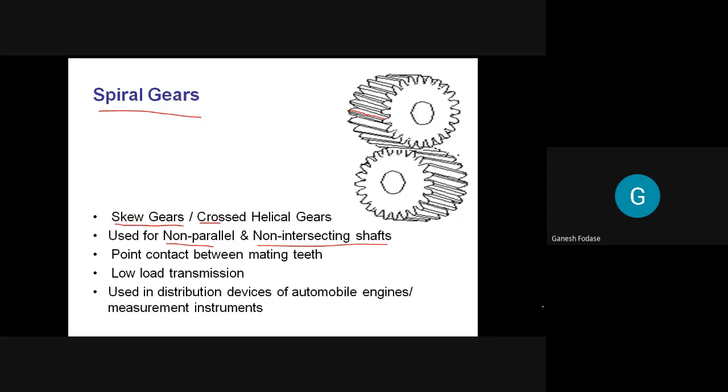You can notice here, there is point contact between the mating teeth when the two spiral gears are in mesh. So it is an important thing. As there is point contact, these gears are used for low load transmission. They are not used for high load transmission, and they are used in different automobiles or in measurement instruments. It is the basics of spiral gear.